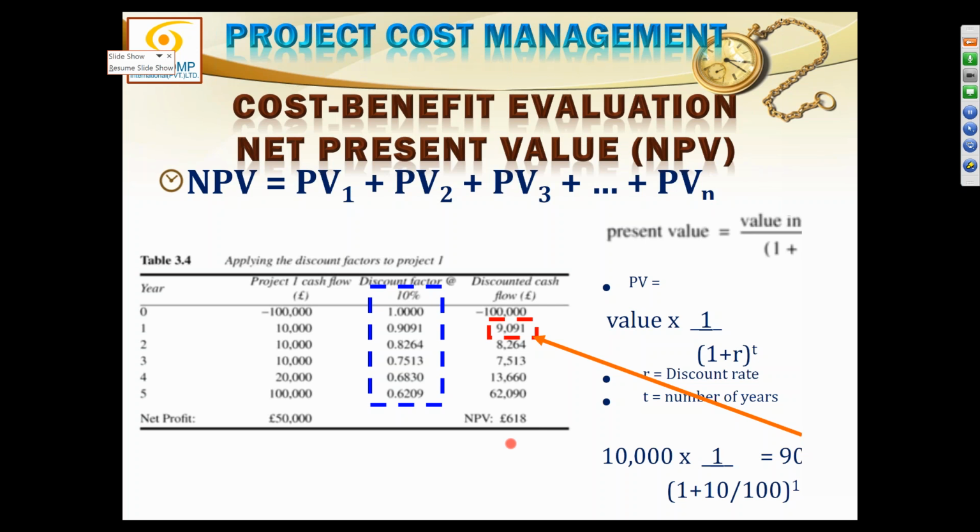Is it a sane business? Would you like to go for such a project which is giving you such a small amount? Although it is giving you a benefit, such a small benefit, you will never like to go for that. So this was just one project. Let us see what other projects are yielding in net present value.